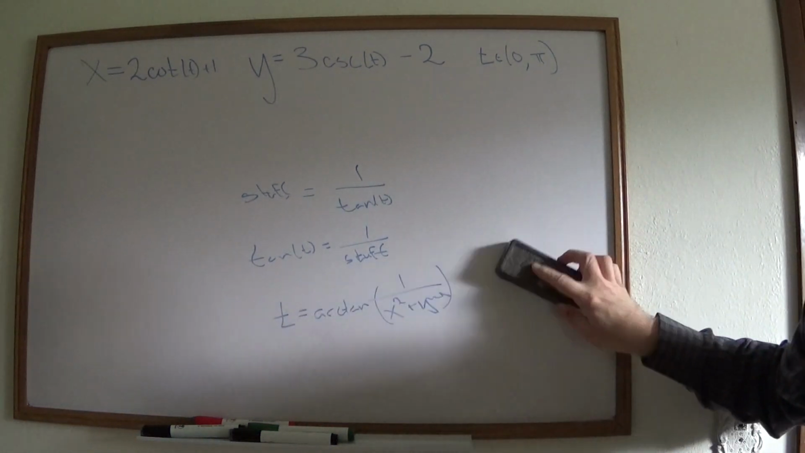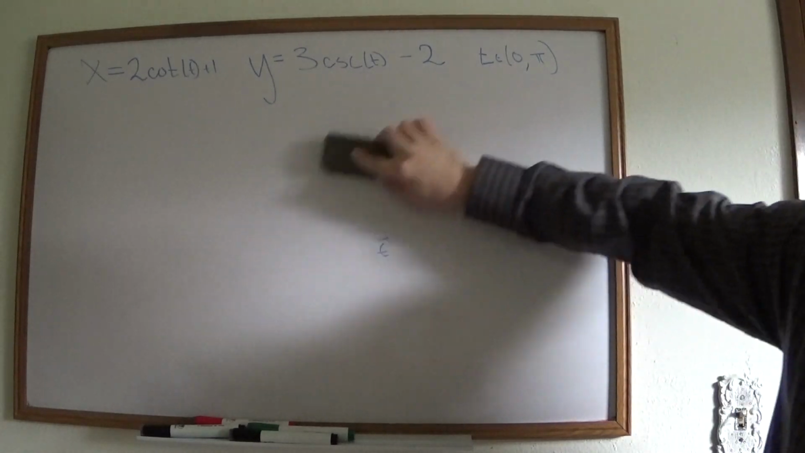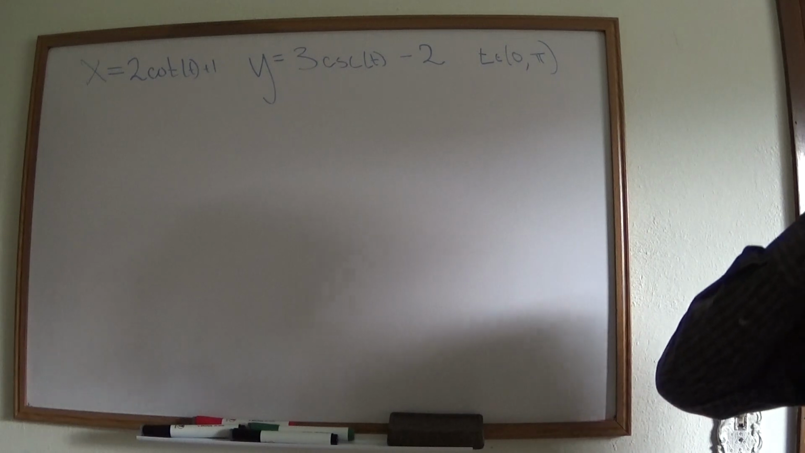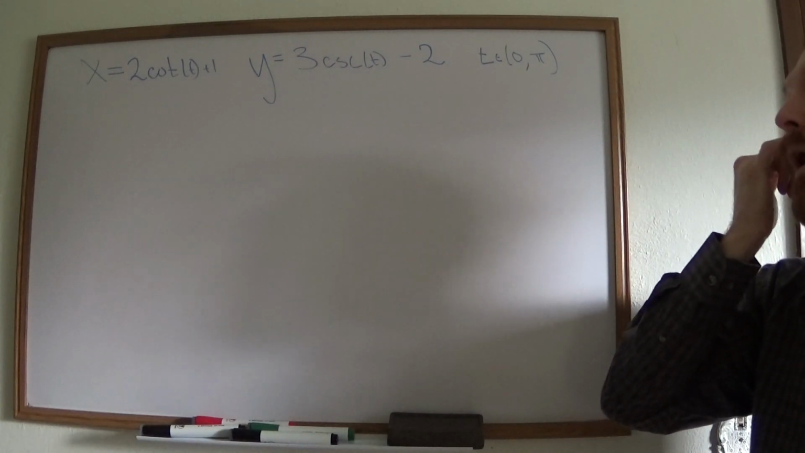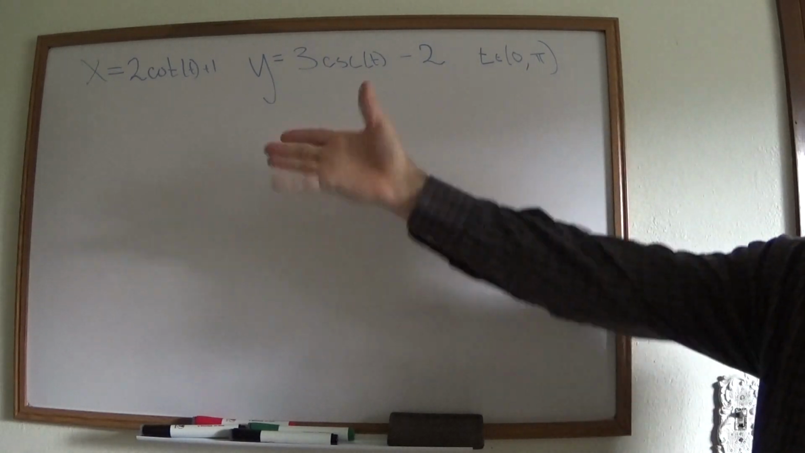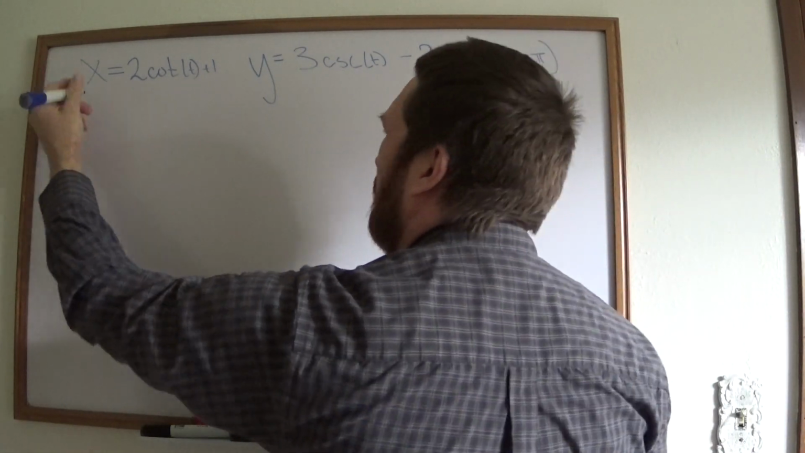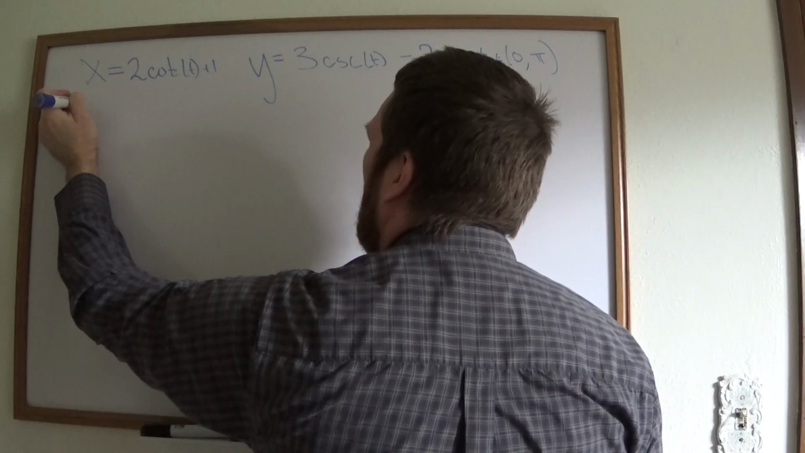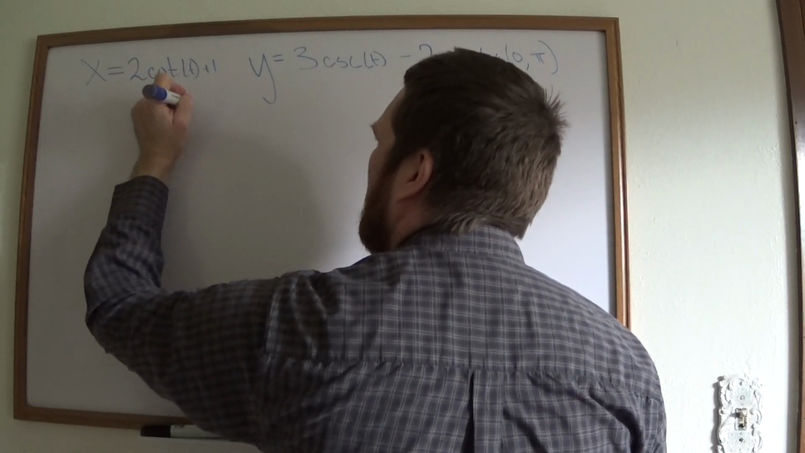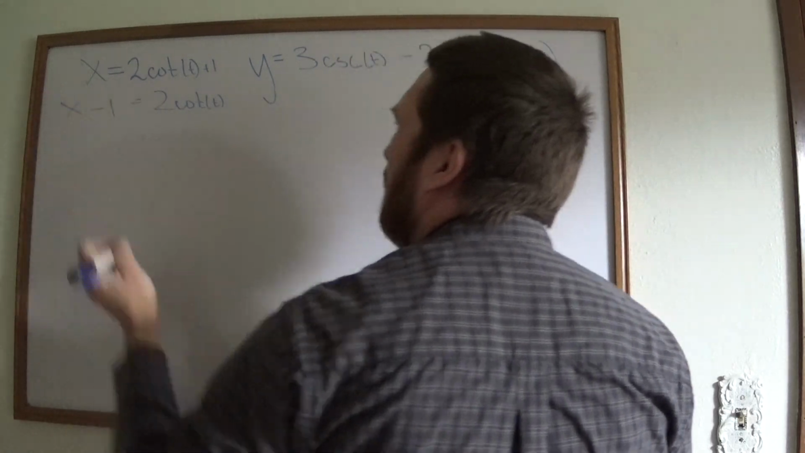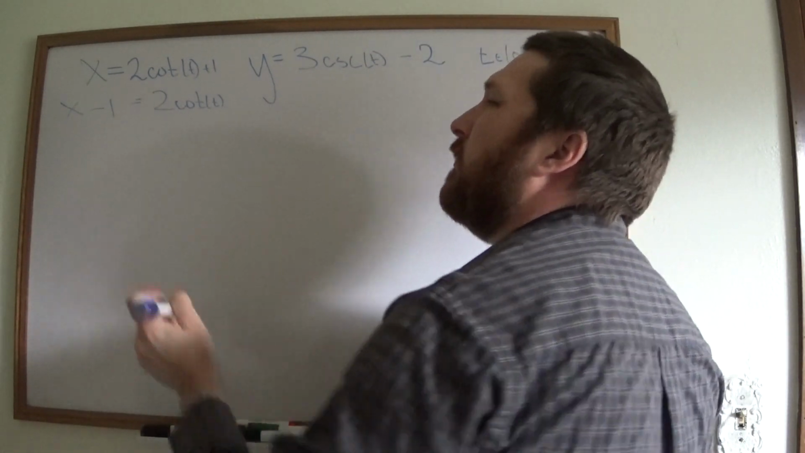So in this case, you probably don't want to try to get that t all by itself, but what could you do? Get the cotangent by itself. Let's start by getting the cotan by itself. And let's see, what do I need to write? 2 cotangent equals... okay, 2 cotan equals x minus 1. Alright, so x minus 1. Now, 1/2 x minus 1/2.